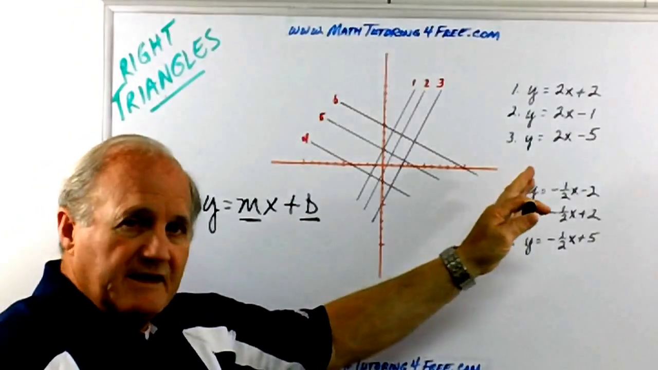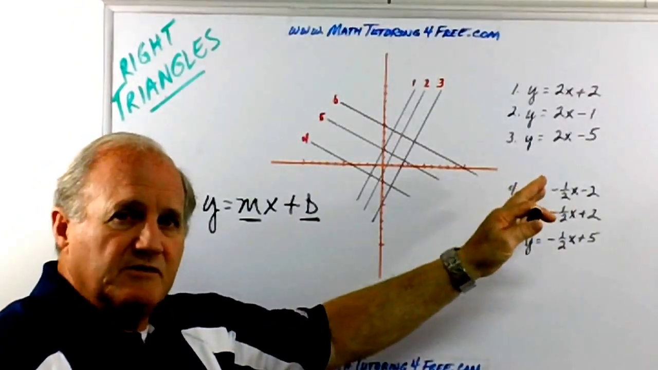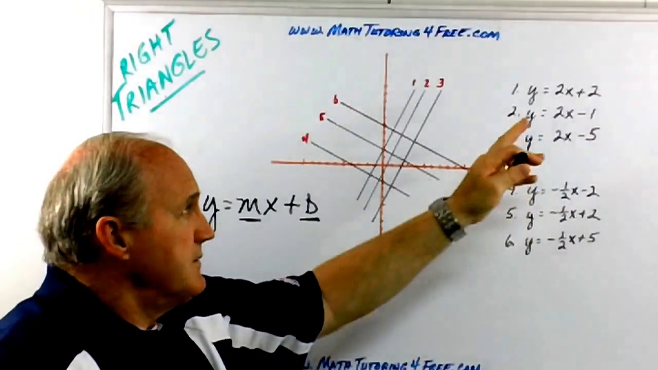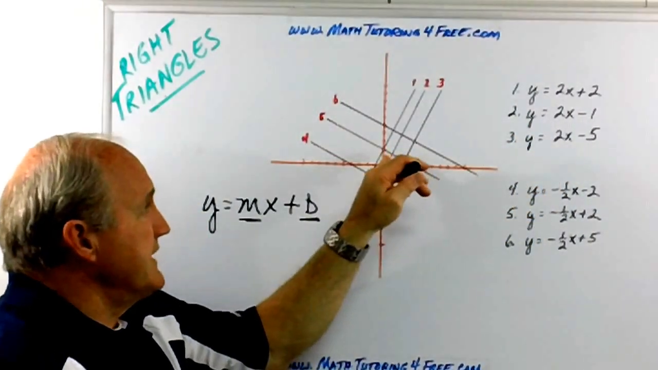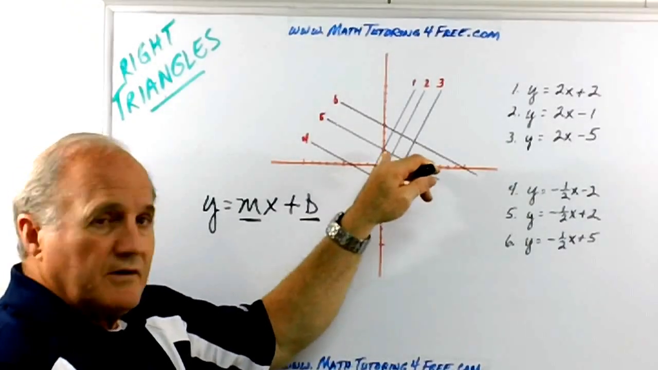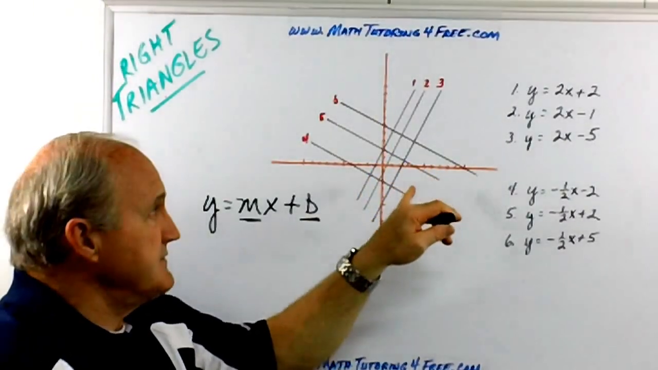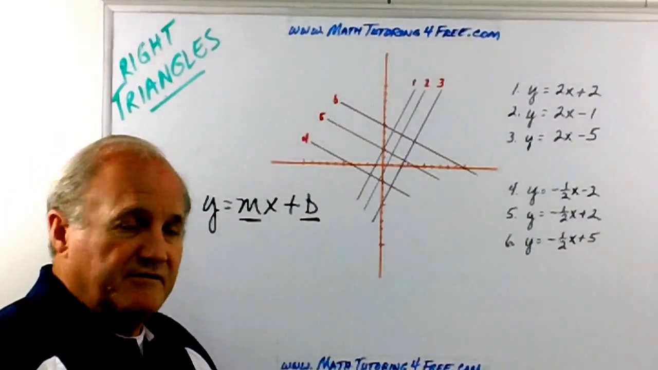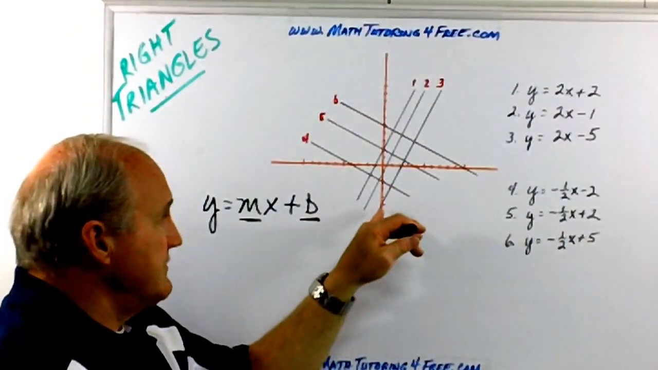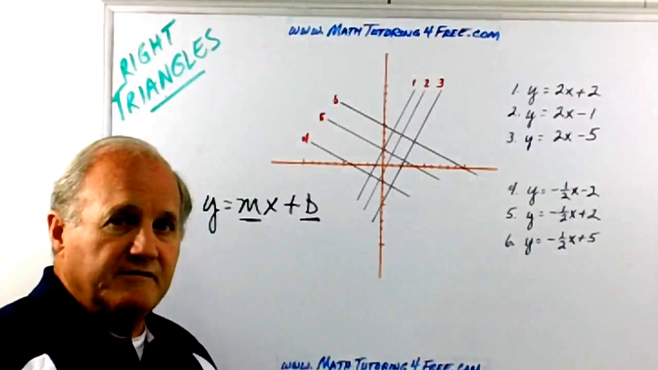The fact that they have the same slope. In this case, the slope is 2. The b term shows that the first line crosses the y-axis at a positive 2, the second one crosses the y-axis at a negative 1, and finally the last one crosses the y-axis at a negative 5.